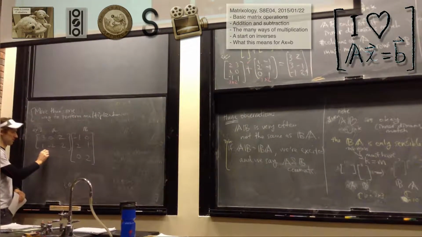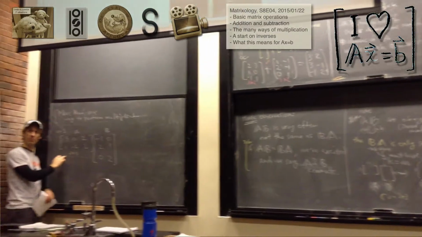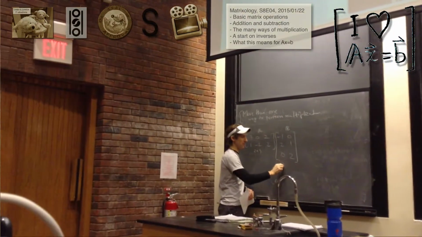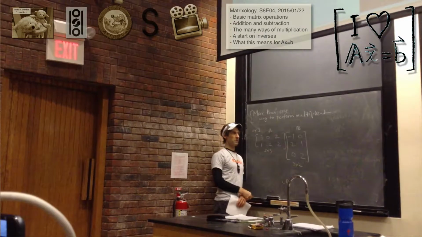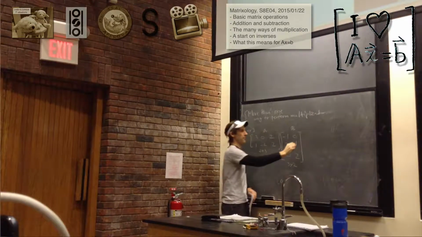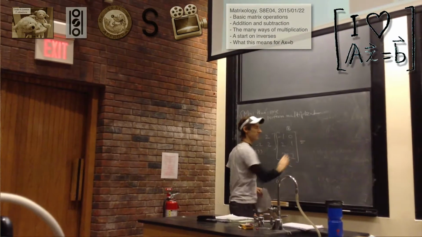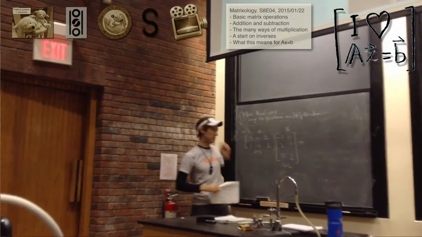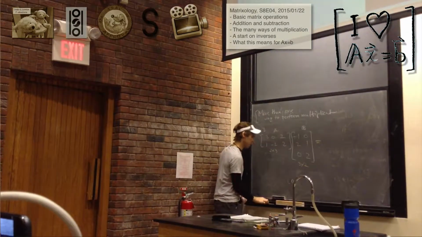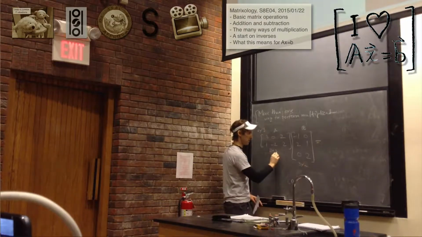Just write down here, every time you see these things, get in the habit of this. It is a 2 by 3. This is a 3 by 2. So you should be able to write down what the shape is of the final thing. Equals. What's the shape of this? 2 by 2. Good. 2 by 2. These things match, so we're good. Okay, AB is good.